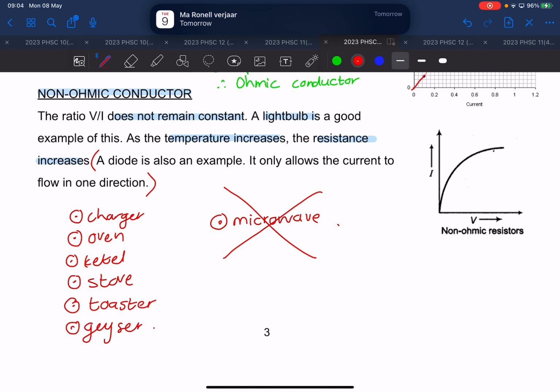Projector. Alright, so there are lots of non-ohmic conductors that we want to be non-ohmic. Please, I want my heater to be non-ohmic. I want it to get warm. I want my stove to be non-ohmic. Okay, so there's good and there's bad for both. Now, a non-ohmic conductor's graph looks like this. Okay, so you can see the gradient is not constant.